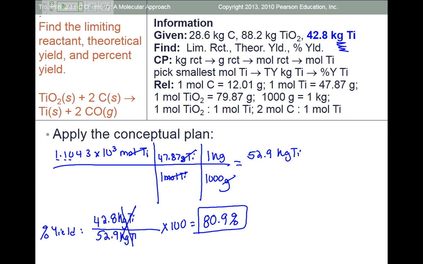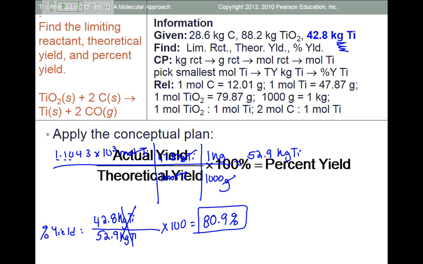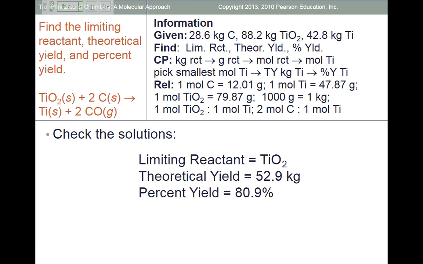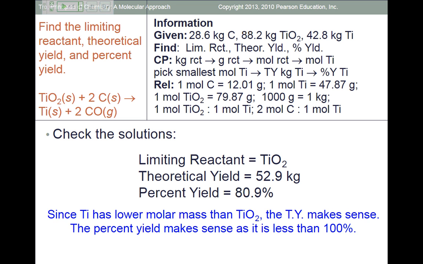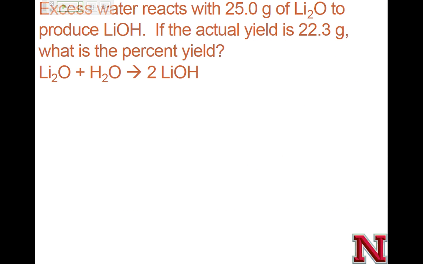For the iClicker example, here's the iClicker example. In this case, we already know what's our limiting reactant. What's our limiting reactant? Without doing any calculations, what's our limiting reactant? Our limiting reactant is Li2O. How do I know that?